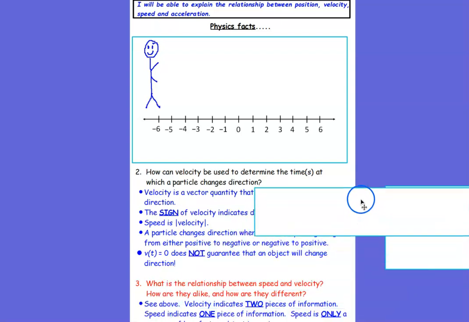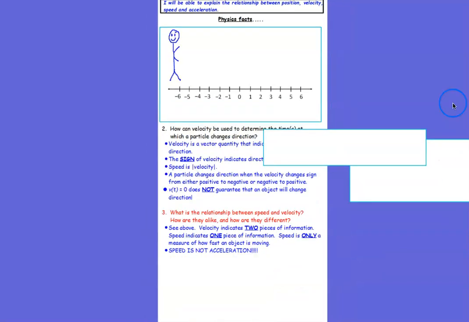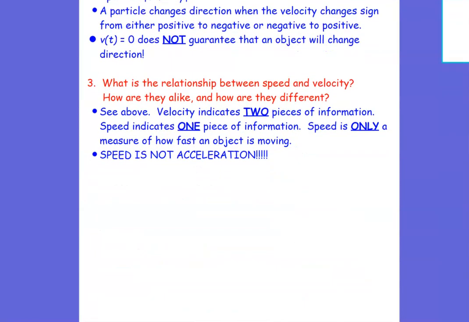The relationship between speed and velocity. What is the relationship between speed and velocity? How are they alike and how are they different? Velocity indicates two pieces of information. Speed indicates one piece of information. Speed is only how fast the object is going. Speed is not velocity, and speed is not acceleration.